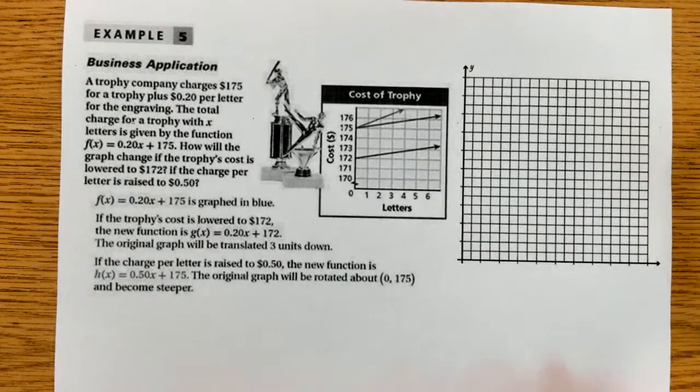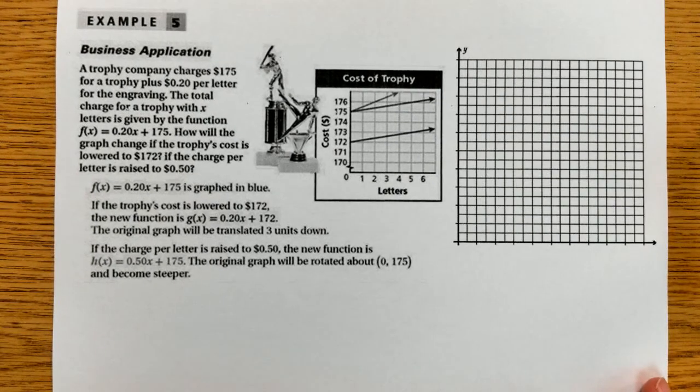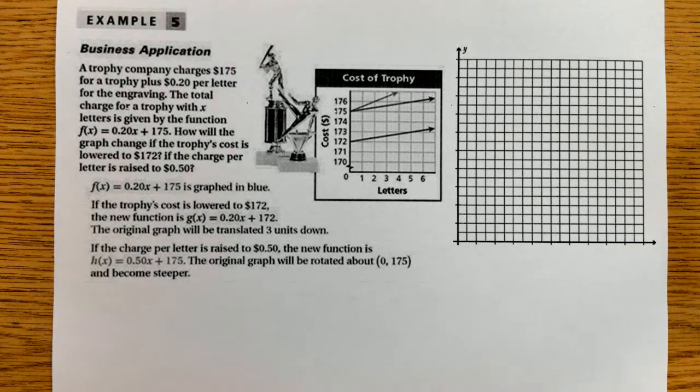So now we have one more example, example 5. It says a trophy company charges $175 for a trophy plus 20 cents per letter for the engraving. The total charge for a trophy with x letters is given by the function f of x equals 0.2x plus 175. How will the graph change if the trophy's cost is lowered to $172? If the charge per letter is raised to 50 cents.